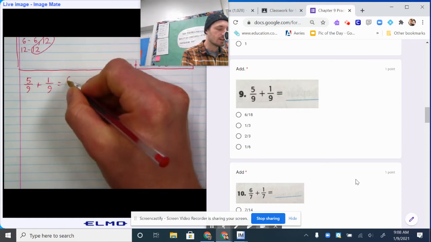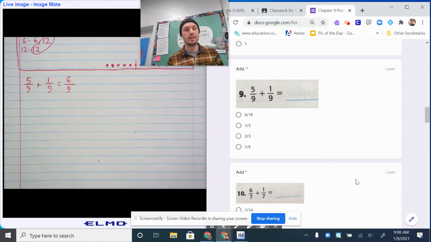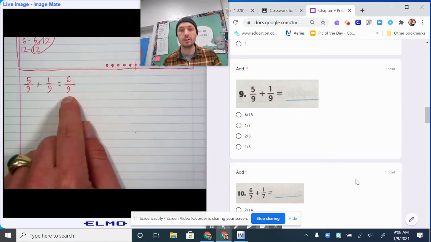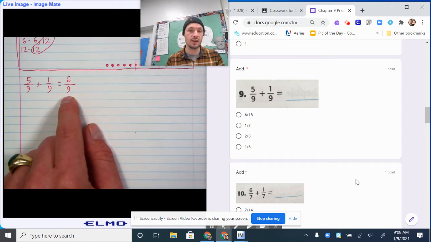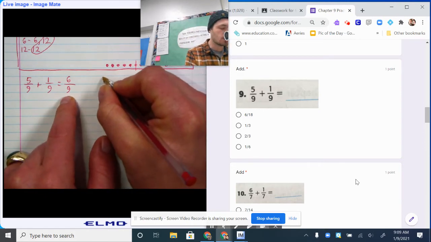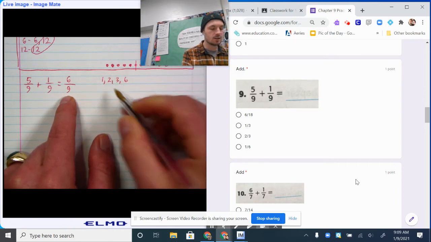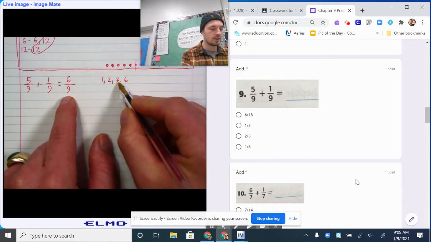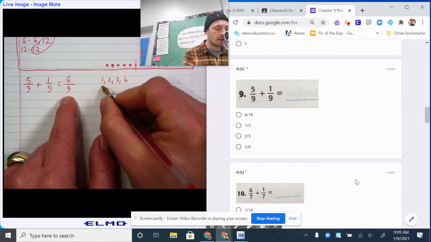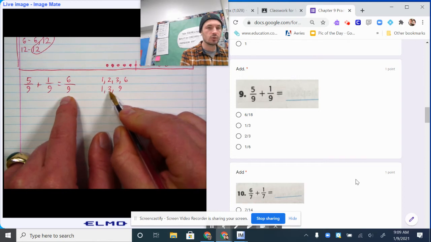5 plus 1 is 6, and the denominator 9 stays the same. Now, 6/9. Are there going to be common factors between 6 and 9? The answer is yes, there is. But anytime you're not sure, you should just try to simplify it. See what happens if you list all the factors. All the factors of 6 are 1, 2, 3, and 6. 1 times 6 is 6, 2 times 3 is 6. All the factors of 9 are 1, 3, and 9. 1 times 9 is 9, and 3 times 3 is 9.